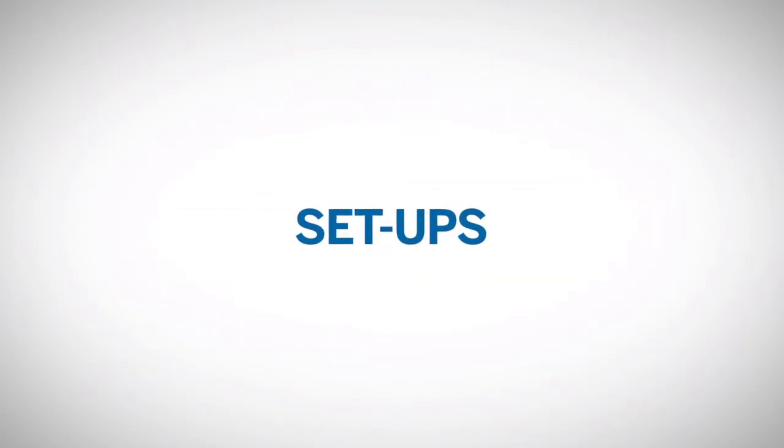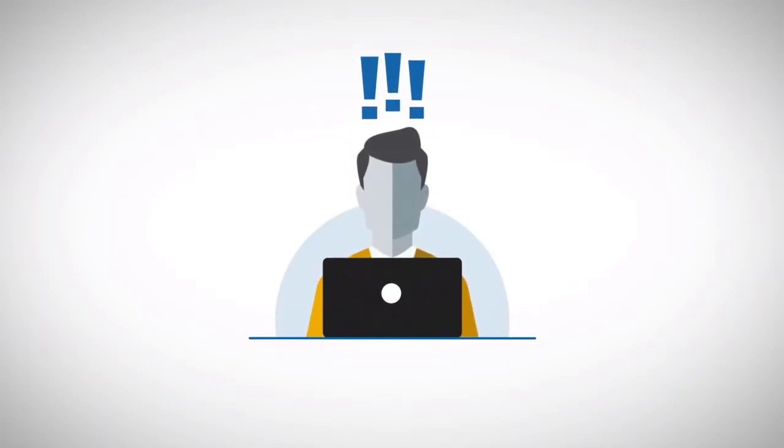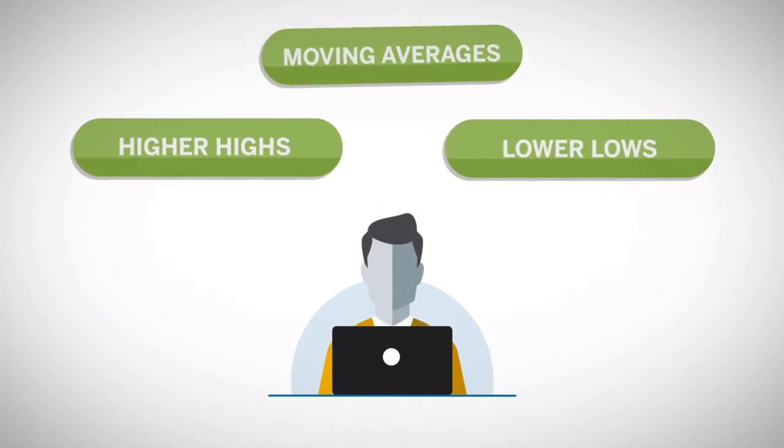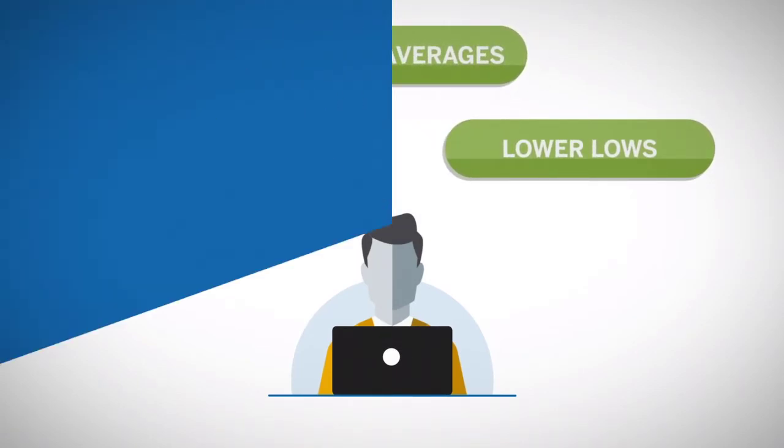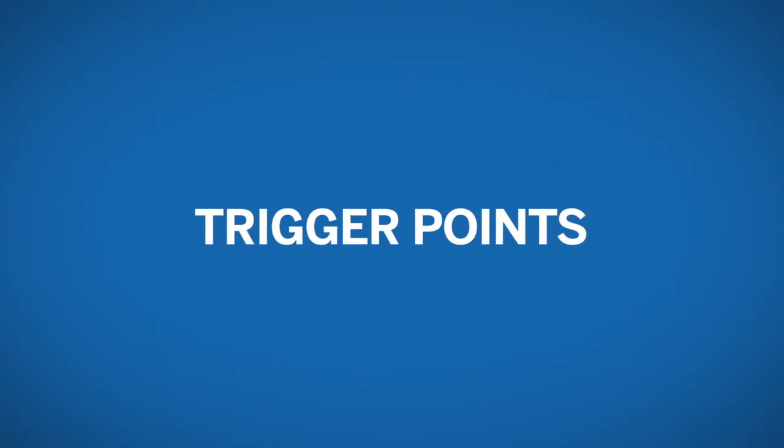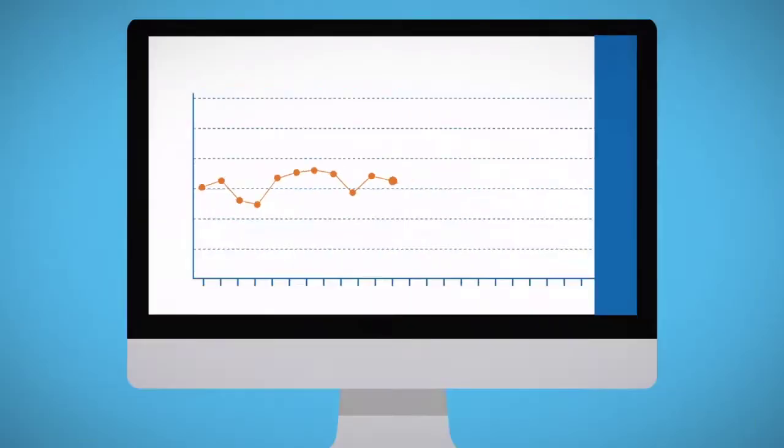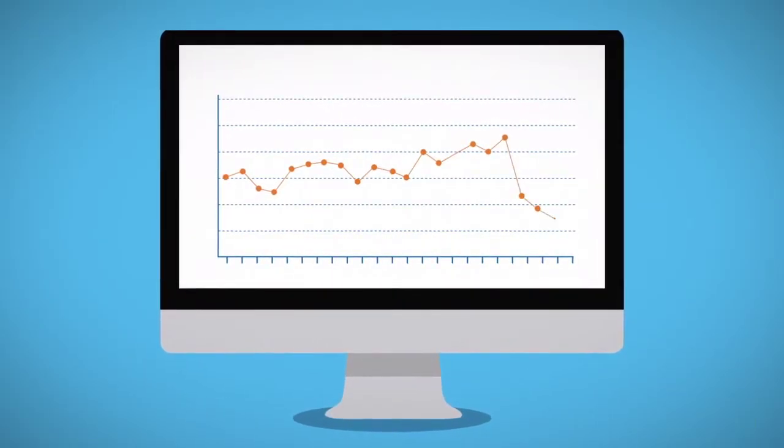Setups are the conditions you think provide a high probability of success. It can be useful to have a clear idea of the setup on which you like to trade, such as higher highs, lower lows, or moving averages. Trigger points define the precise moment you want to trade, such as markets moving through a new high or low.